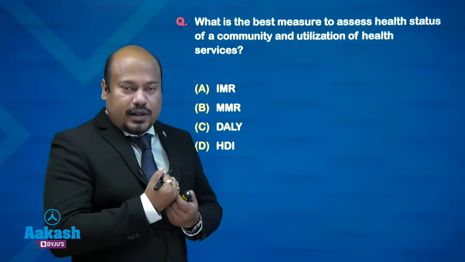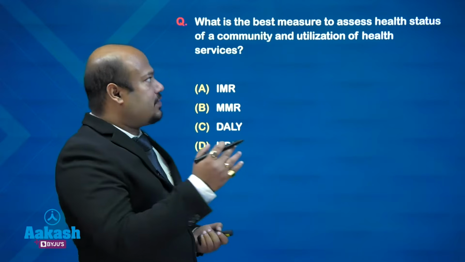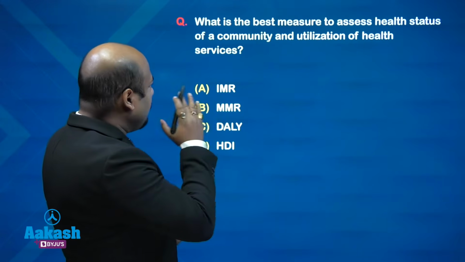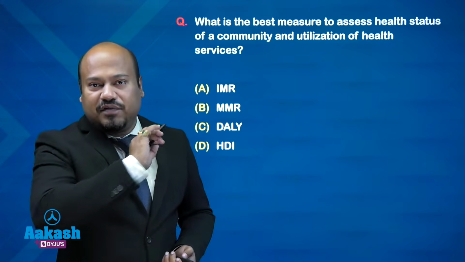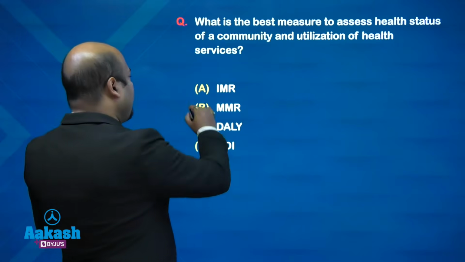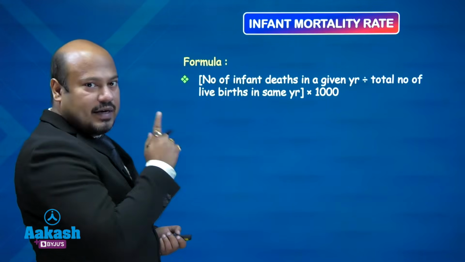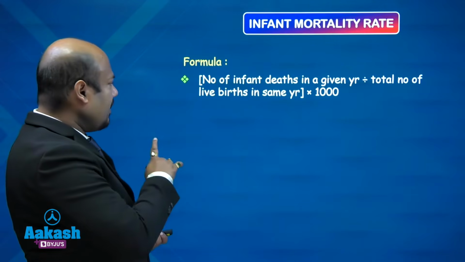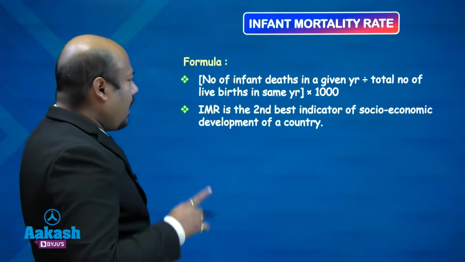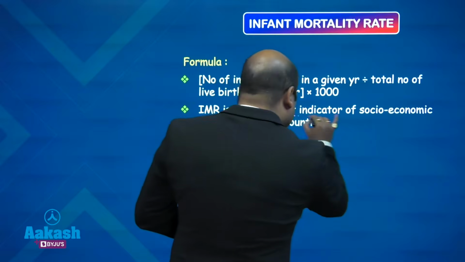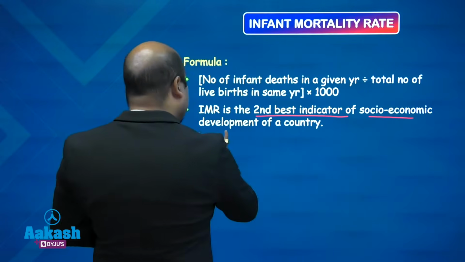This is absolutely a chocolate question, direct question. Assess health status of community and utilization of health service: infant mortality rate. Infant mortality rate formula, you know: number of infant deaths in a given year divided by total number of live births in the same year, into 1000. IMR is the second best indicator of socio-economic development of a country.